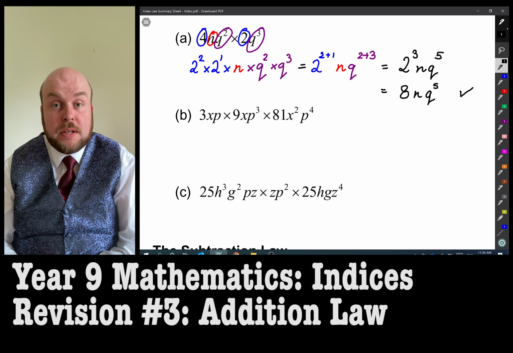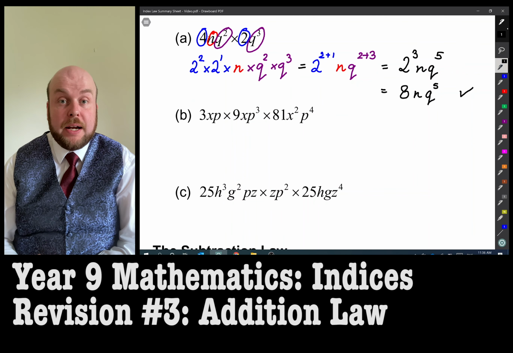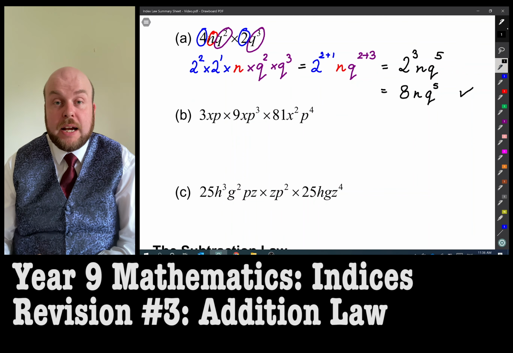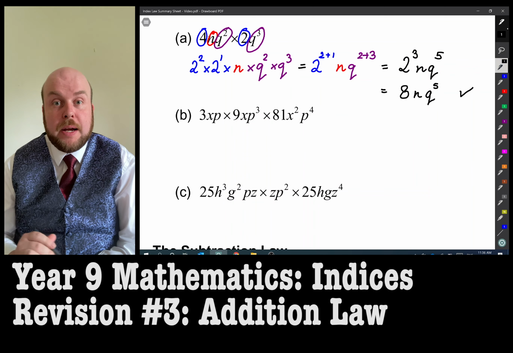These sorts of questions in an assessment would only be worth 1 mark. So if you can reach the answer correctly, you would get 1 mark.